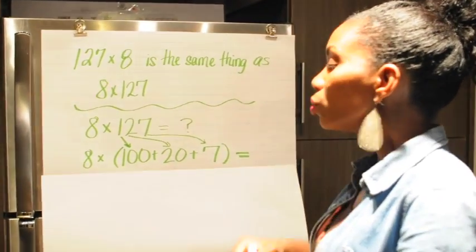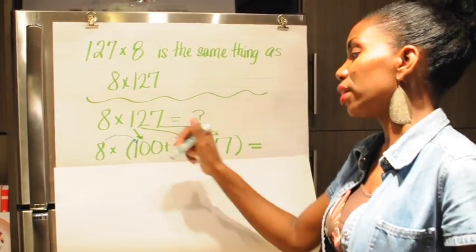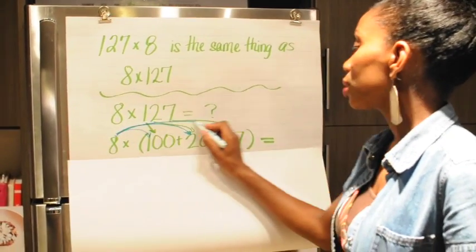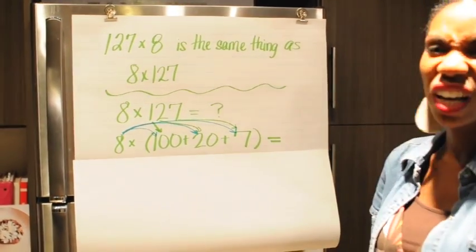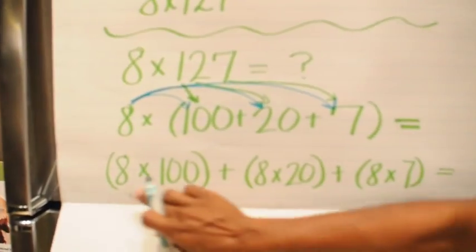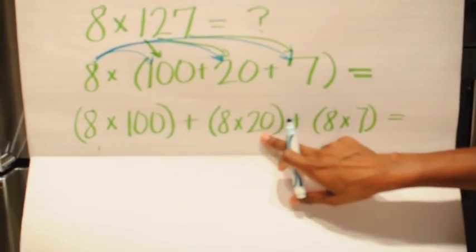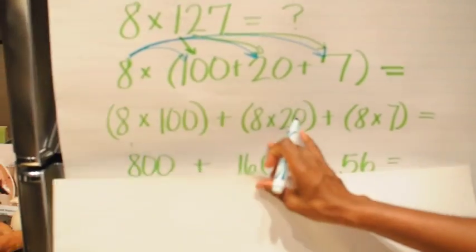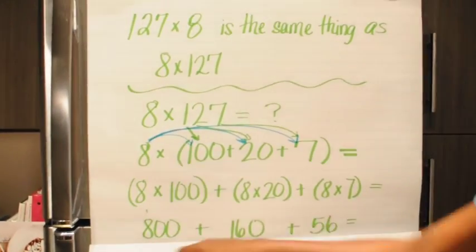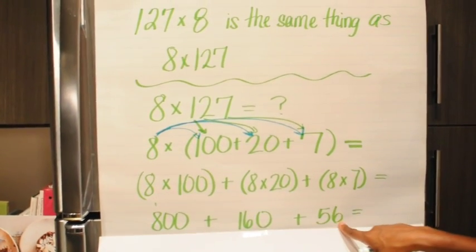And what I'm going to now do is distribute that 8 to the 100. So I'm thinking 8 times 100 plus 8 times 20 plus 8 times 7. I know it kind of looks like a lot of arrows, but I want us to get the idea here. So now, this is simply written inside the parentheses. 8 times 100 plus 8 times 20 plus 8 times 7. And when I get ready to figure that out, 8 times 100 would be 800. 8 times 20 is 160. 8 times 7 is 56.